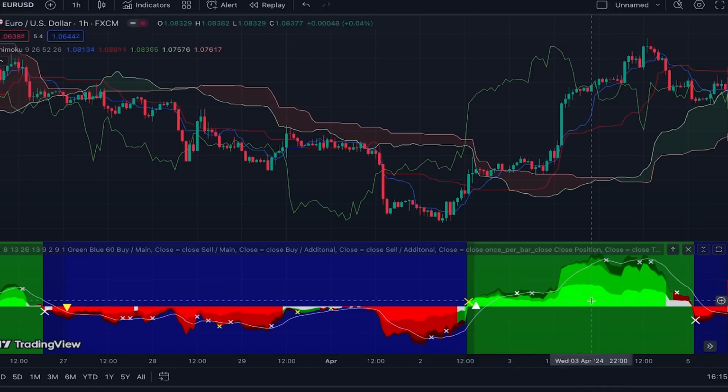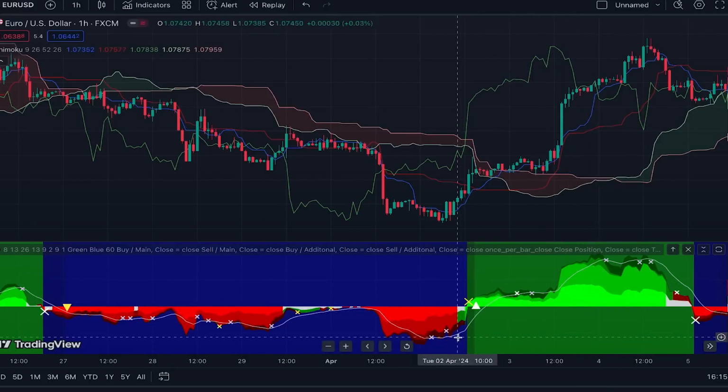When all of these layers are visible, this is good in terms of momentum strength. We also have this white line, which is an exponential moving average with a length of 9, and in this indicator it's used for profit targets, which I explain later.